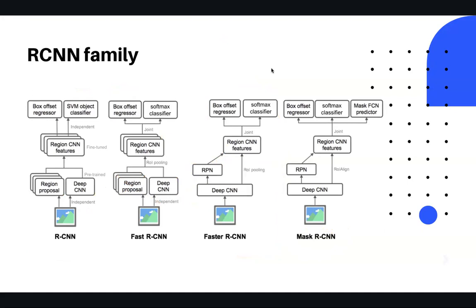Does anybody have a question about the family of RCNN for object detection first? All good?